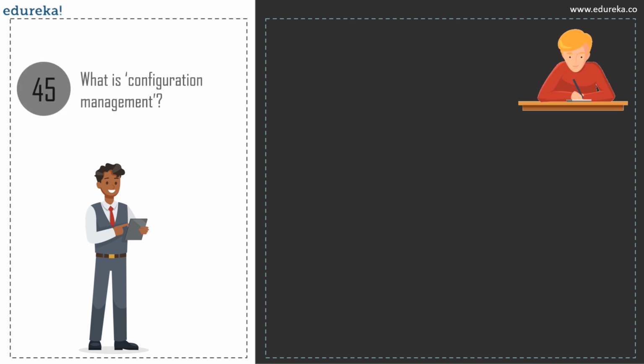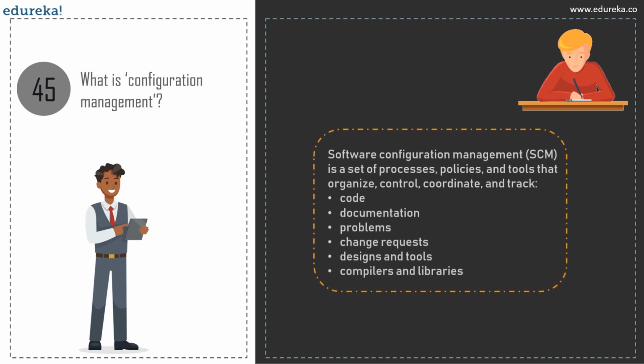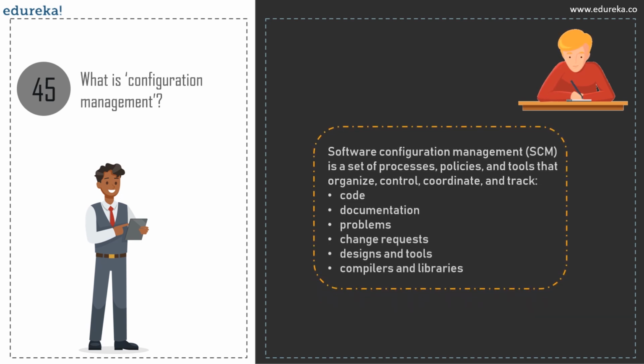The next question that we have here is quite interesting. What's configuration management? Every high functioning organization has a master plan, right? That details how they're supposed to operate and how they're supposed to achieve their goals. Well, software development and testing are no different. Software configuration management, or SCM, is a set of processes, policies, and tools that organize, control, coordinate, and track code, different documentation, problems, change requests, designs, tools, compilers, and libraries. You can call it a master plan for testing.